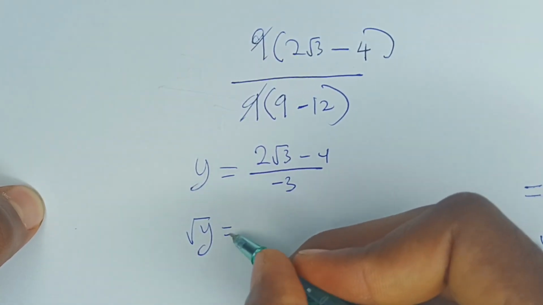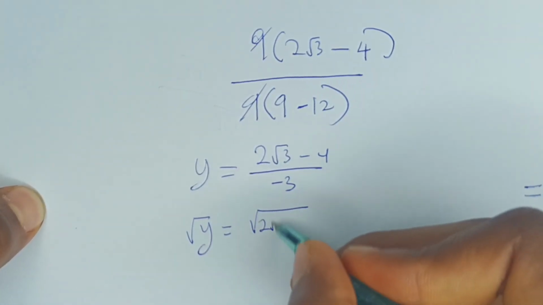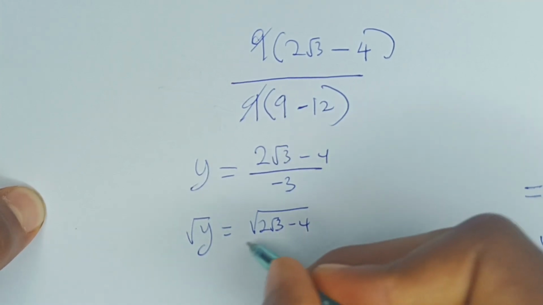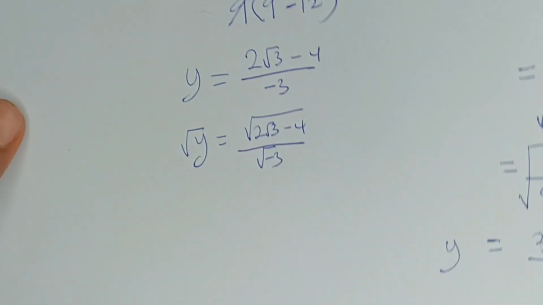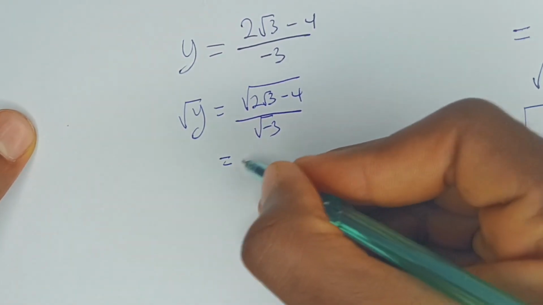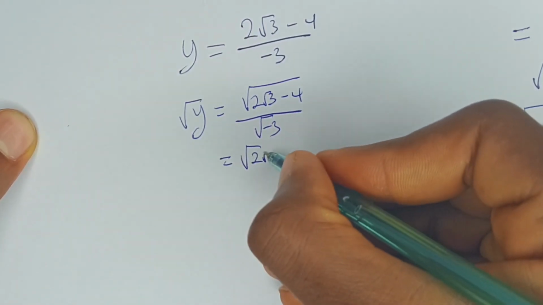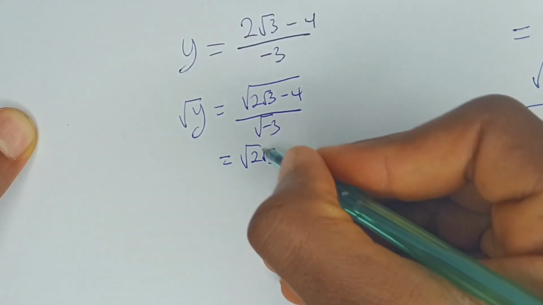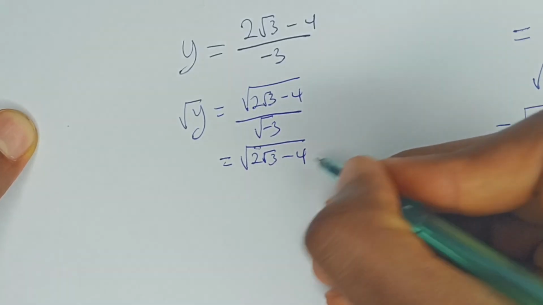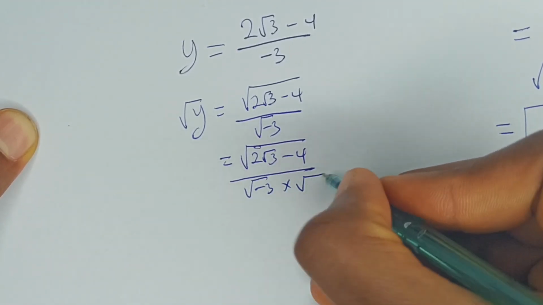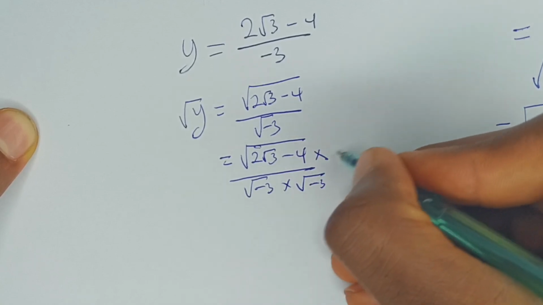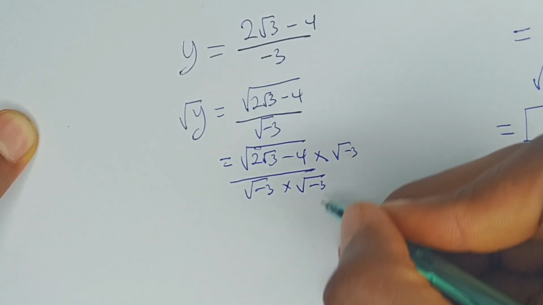Square root of y now becomes equal to square root of 2 root 3 minus 4 over square root of negative 3. This becomes equal to square root of 2 root 3 minus 4 over square root of negative 3 times root of negative 3. I'll multiply the numerator by root of negative 3 as well.